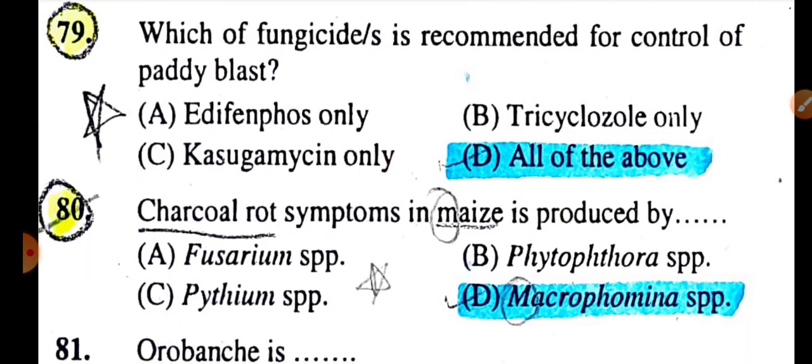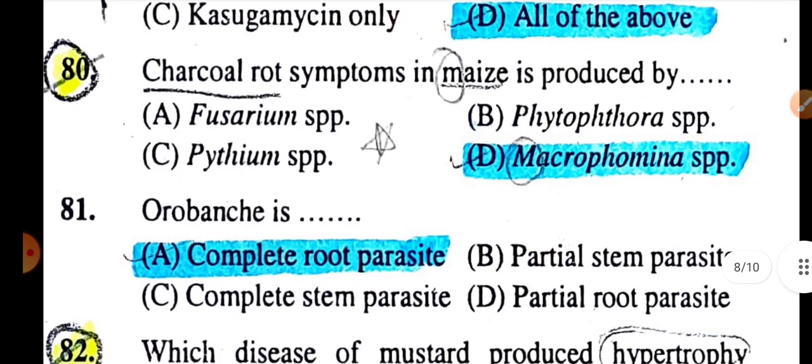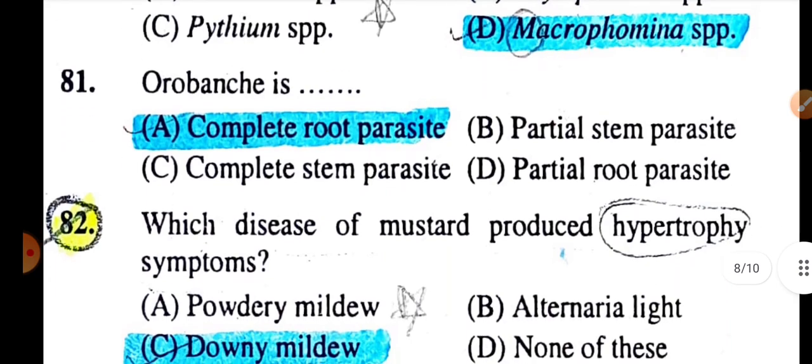Which fungicide is recommended for control of paddy blast? Edifenphos, Kasugamycin, Tricyclazole, all of the above. The charcoal rot of maize is produced by Macrophomina species. Orobanche is a complete root parasite.